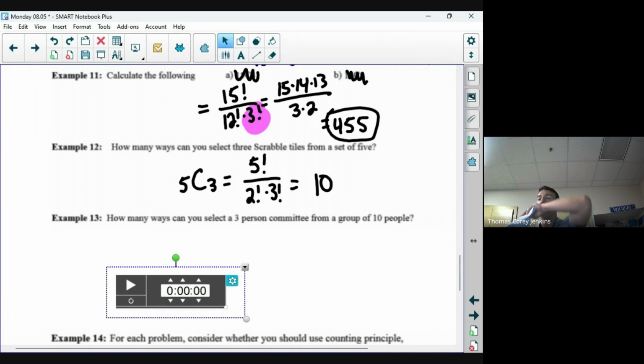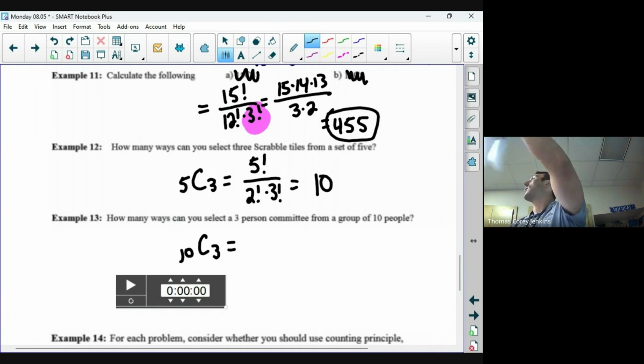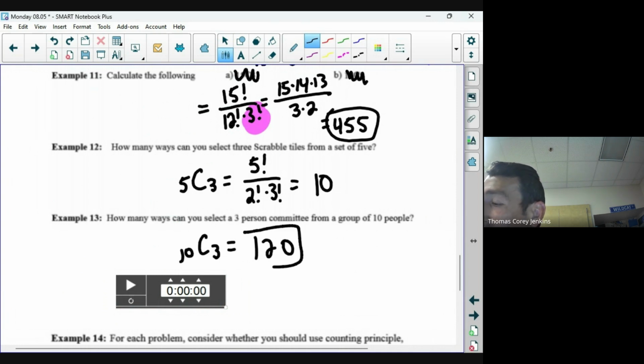All right. So what we wanted to do here was 10C3, and 10C3 is equal to, anybody know my number? Yes, 120. Anybody need to see how I get from 10C3 to 120? Okay, we'll cut it off there.